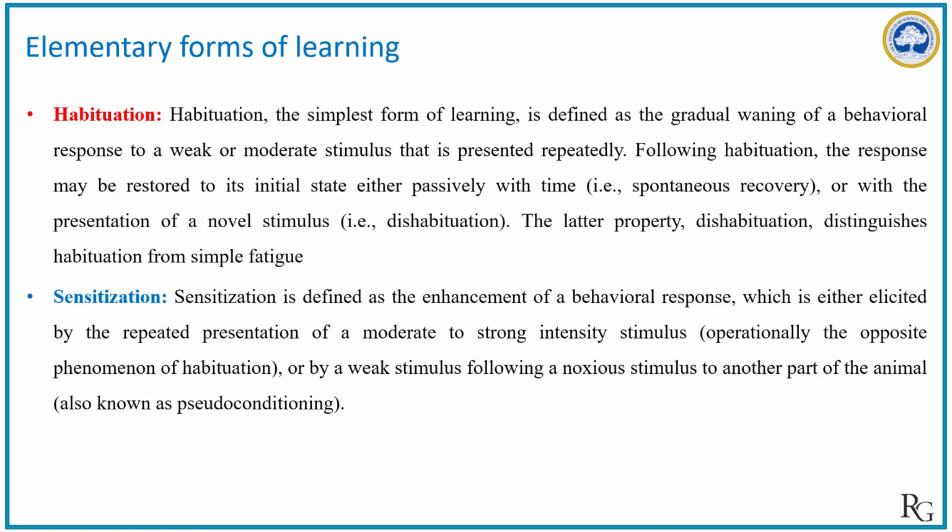Now let's start with the simplest form of learning, non-associative learning, where there are two main types, habituation and sensitization, that we have just gone through. Now we know habituation is a gradual reduction in the behavioral response to a stimulus that is repeated. In the last example that we took, the train example, the stimulus is the train noise.